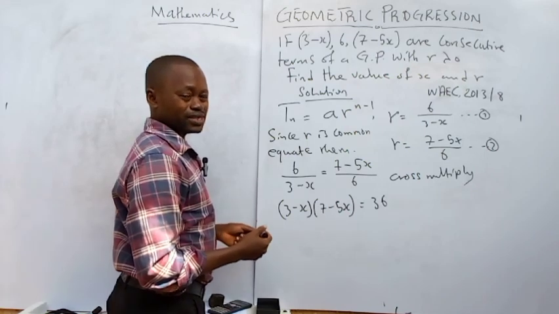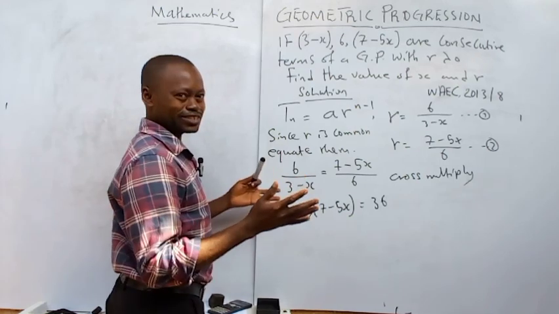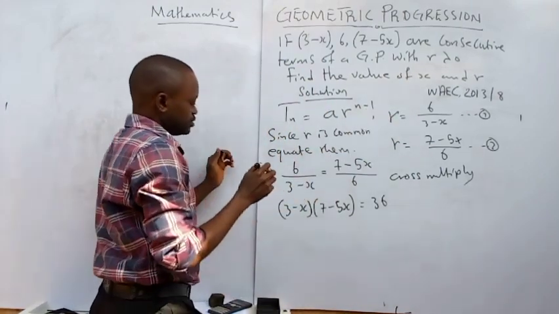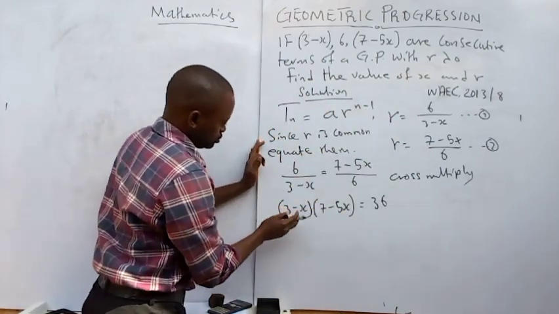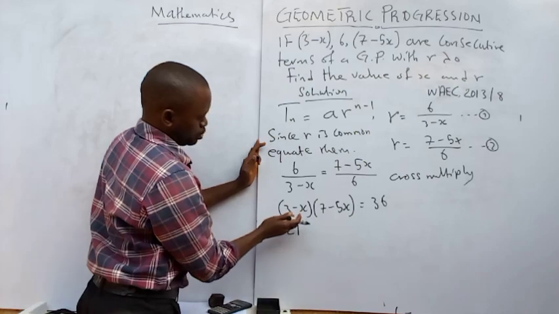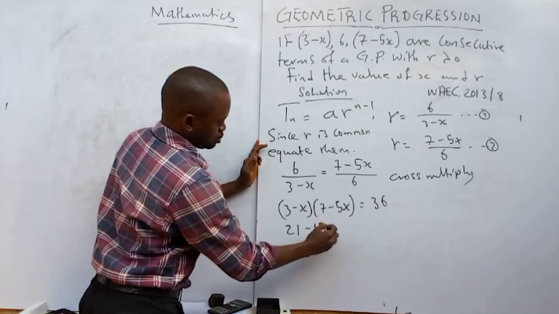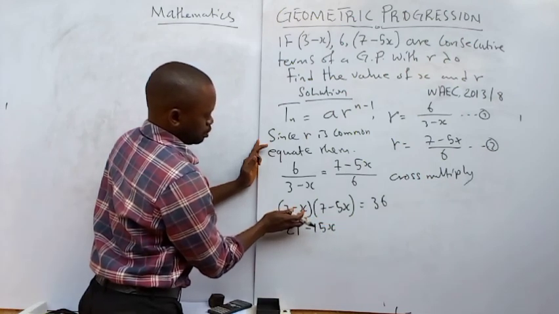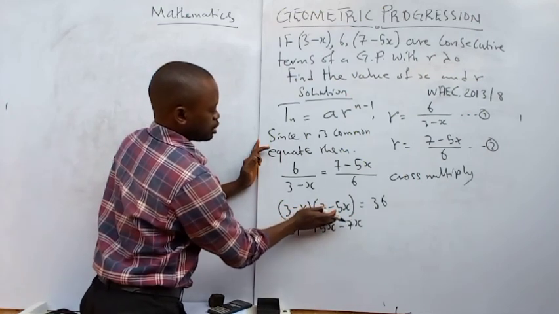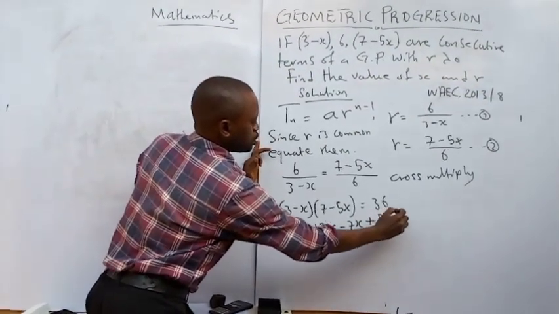We are heading towards a quadratic equation. Prepare your mind, there's nothing to fear. Just relax, I will take you through it gradually. So we open this bracket. 3 times 7 is 21. 3 times minus 5x will give minus 15x. Then minus x times 7 is minus 7x. Minus x times minus 5x will give plus 5x squared.